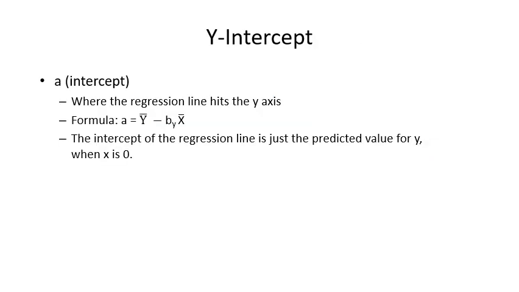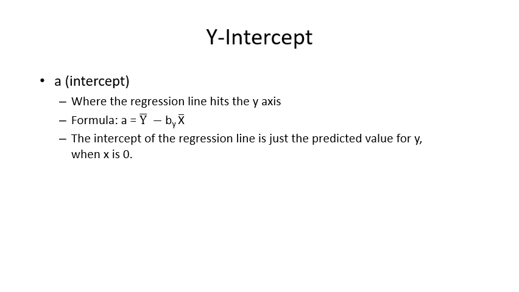So now that you've got the slope, you can calculate the y-intercept. The y-intercept is, in a sense, where the regression line hits the y-axis. That's the best way to explain what the y-intercept is. The y-intercept is where the regression line hits the y-axis.